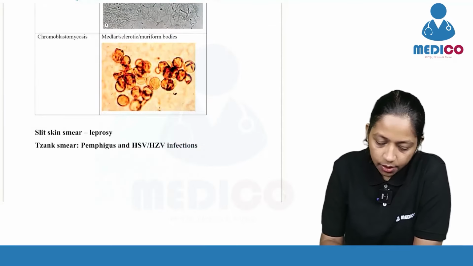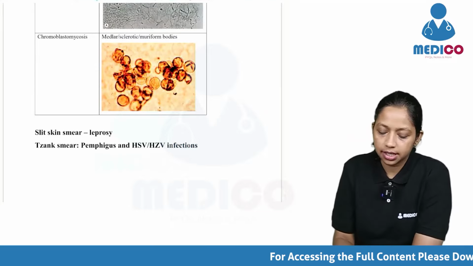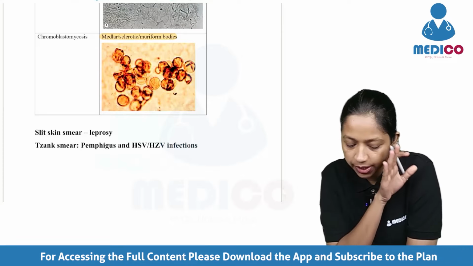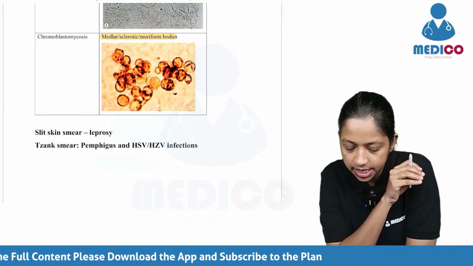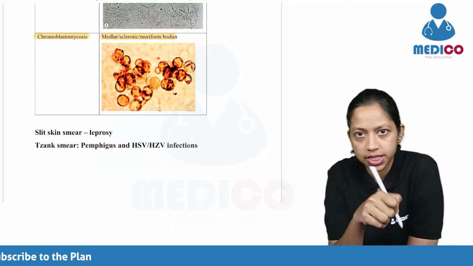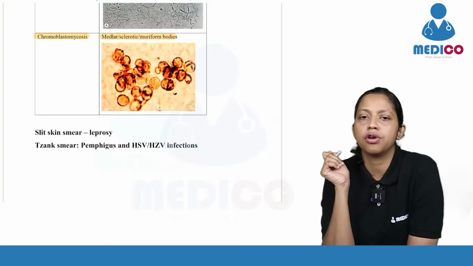Now coming to the fourth important one that usually comes for an exam, that is medlar or sclerotic or muriform bodies. These are different names for the same thing that we are seeing under a microscope, and it is seen in chromoblastomycosis. It is diagnostic. It has been asked previously, and this picture is something you should not forget.